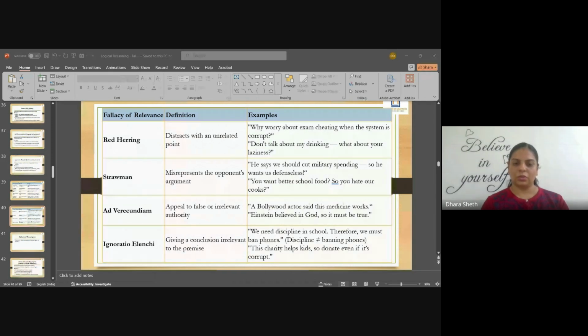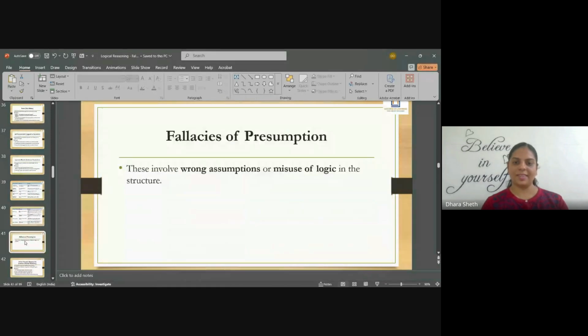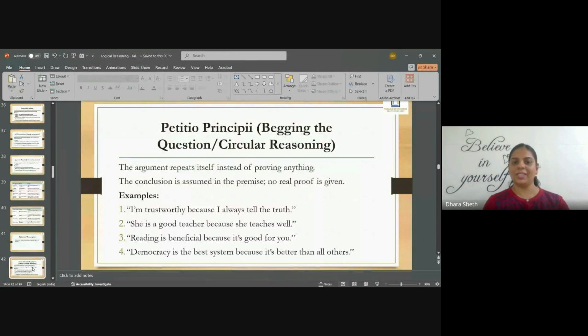Okay. So moving on to the next type of fallacies, fallacies of presumption. They involve wrong assumptions or misuse of logic in the structure. The first one is petitio principii, also called begging the question or circular reasoning. Here the argument repeats itself instead of proving anything. So the conclusion is assumed in the premise. No real proof is given.